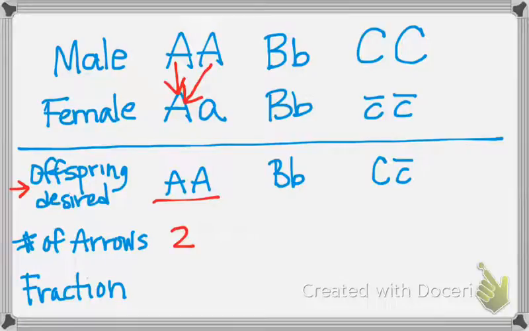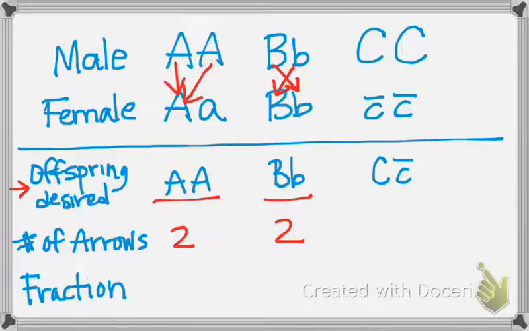Okay, so in the male, the next one, you've got big B, little b. Well, that's what we want. We want big B, little b. So dad's big B could combine with mom's little b. His little b could combine with mom's big B. That's still big B, little b. Is there anything else? No, because big B with big B, that's not what we want. Little b with little b, no. So there's two arrows.